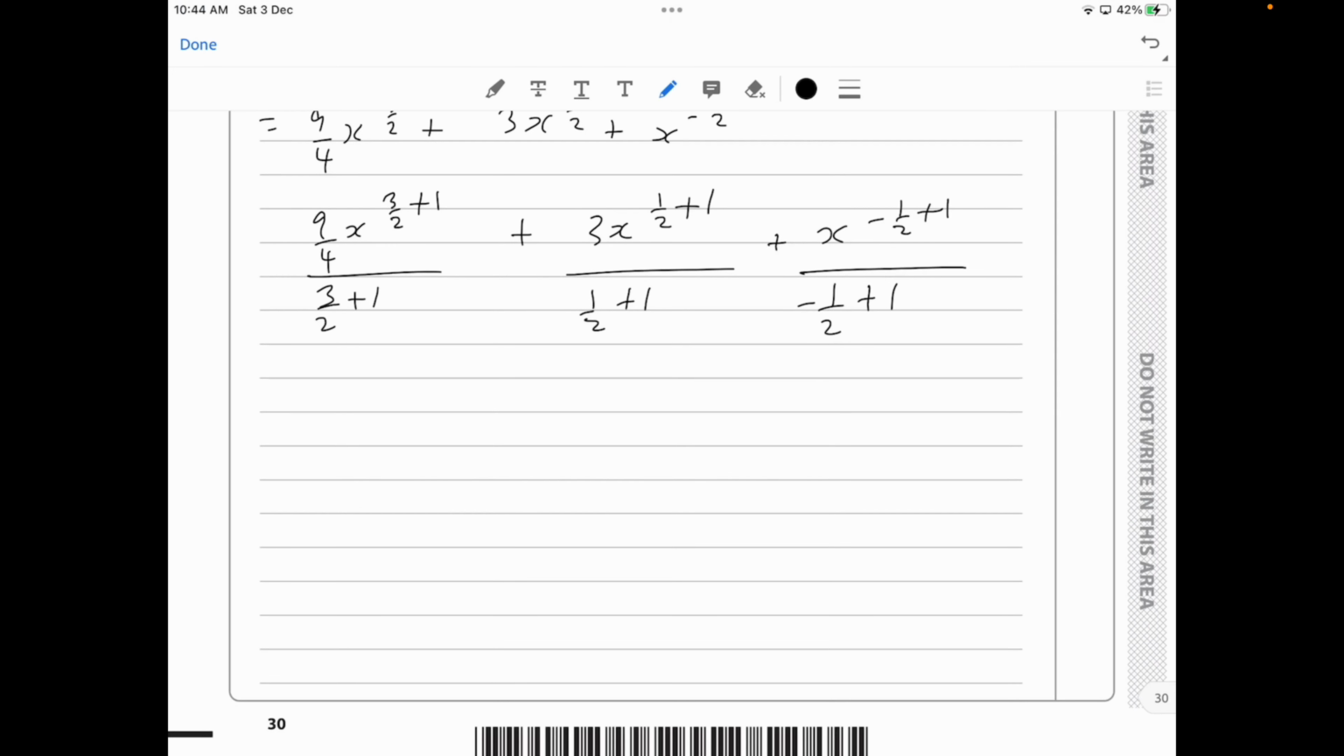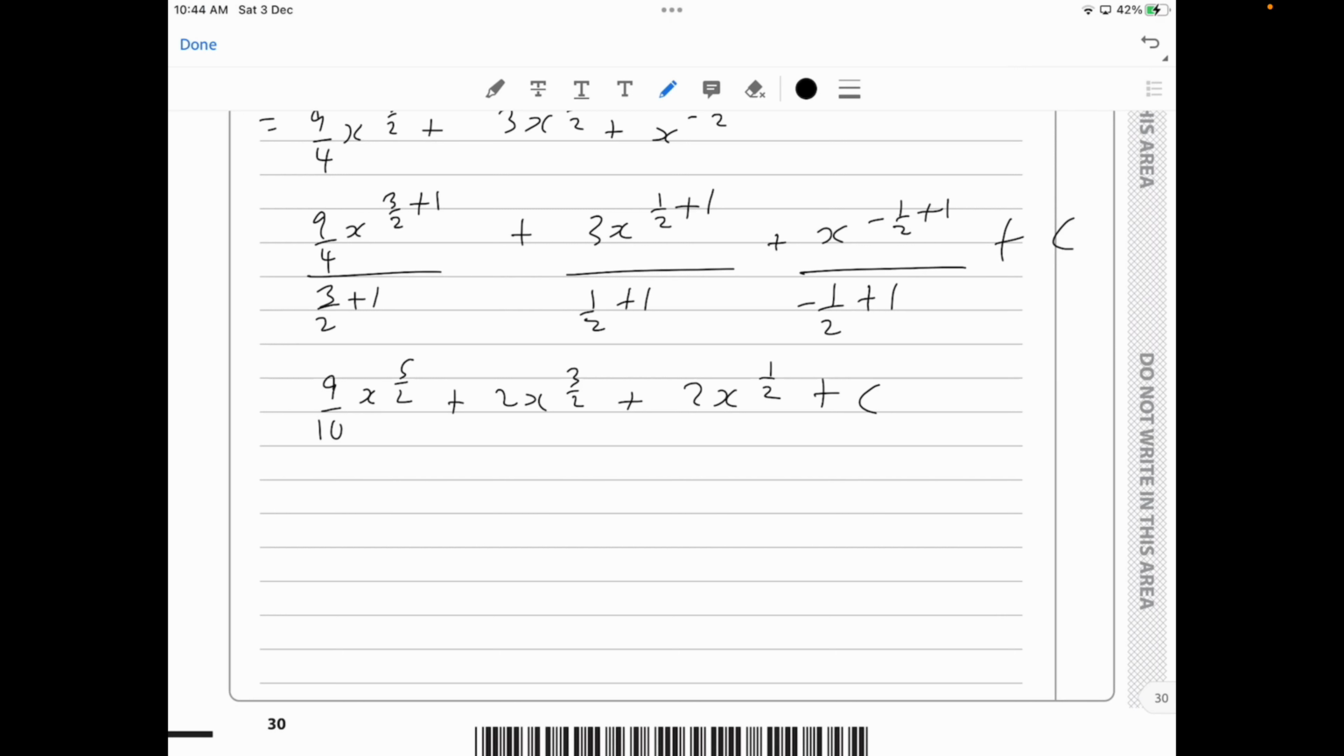Now once you simplify all of this, you should be getting your final answer to be about 9 by 10 x raised to the power 5 by 2 plus 2x raised to the power 3 by 2 plus 2x raised to the power half. By the way, add the c. Remember to add the c. The c, plus c, just represents the constant of integration. That's the most important part of integration when you're dealing with that.